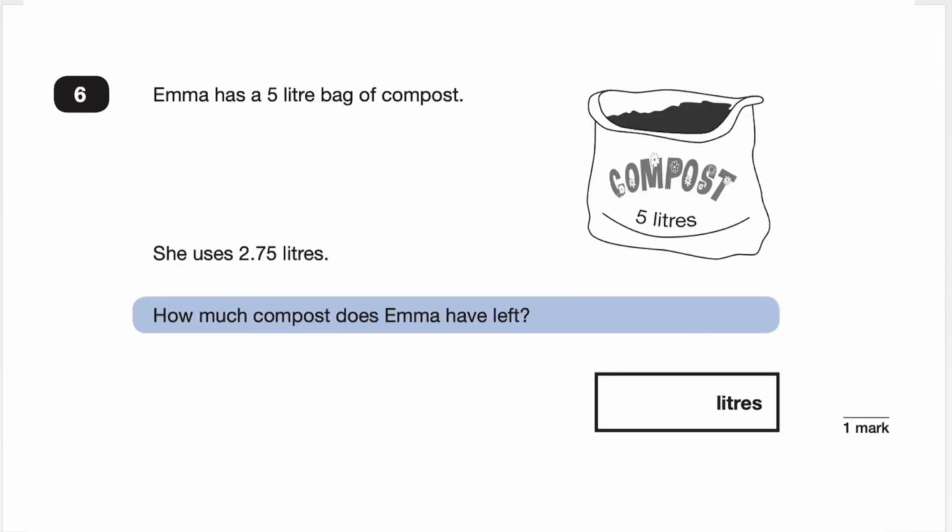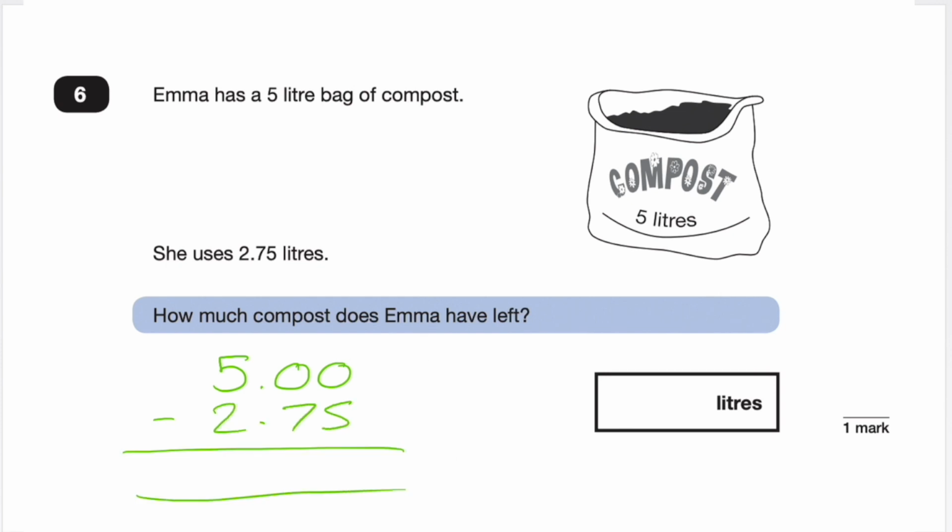Question 6, Emma again. Emma has a 5-litre bag of compost. What is she doing with that? She uses 2.75 litres. How much compost does Emma have left? Well, again, we can be quick and use our heads if we've got good mental arithmetic. So we're just doing 5, which is essentially 5.00, and we're subtracting 2.75. Well, I can see that 5 subtract 2.75 would give me an answer of 2.25.